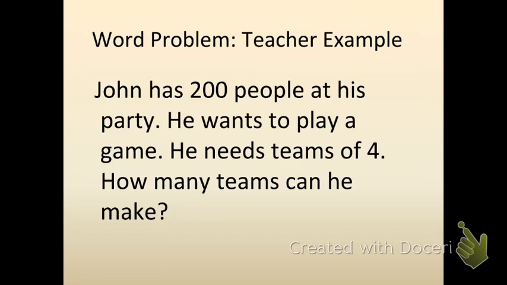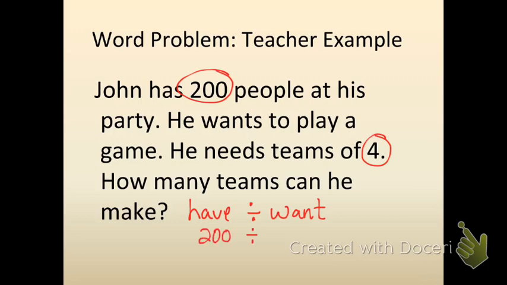So let's start by circling the numbers. He has how many? 200. He wants how many? 4. Okay, so he has 200 people. He wants 4. So remember, we're going to do have divided by want. Now, they're not always going to give you that exact wording. So sometimes you have to figure out what the person has and what they want. But in this case, we know what he has and we know what he wants.